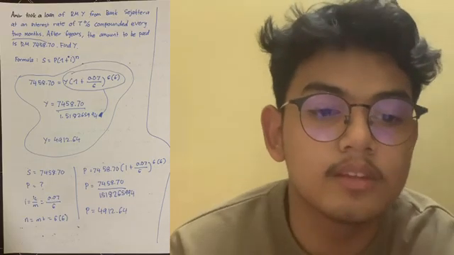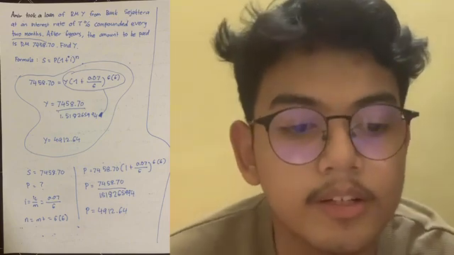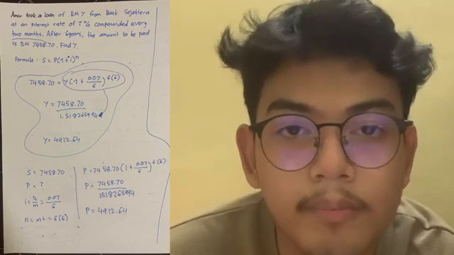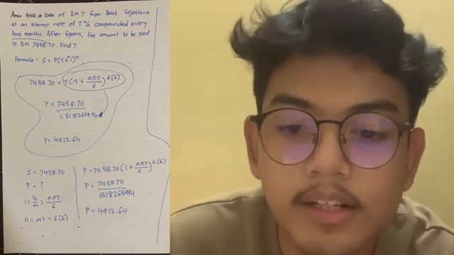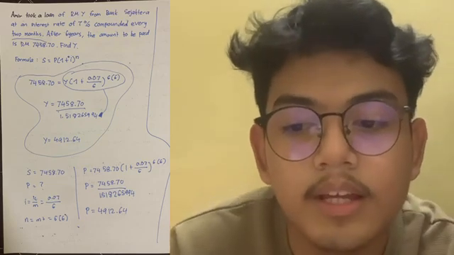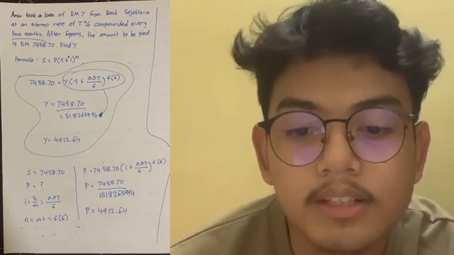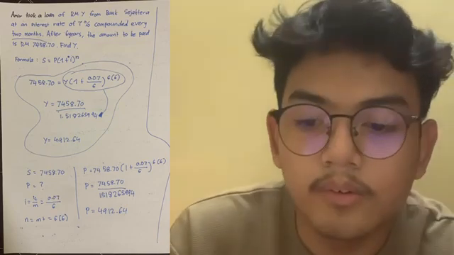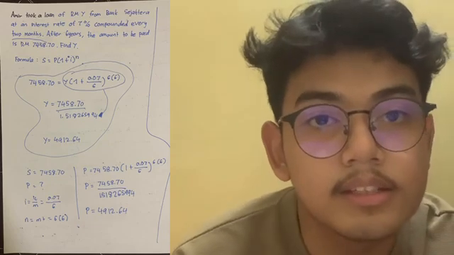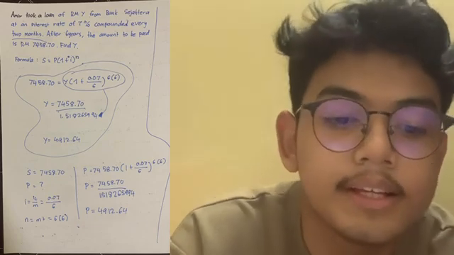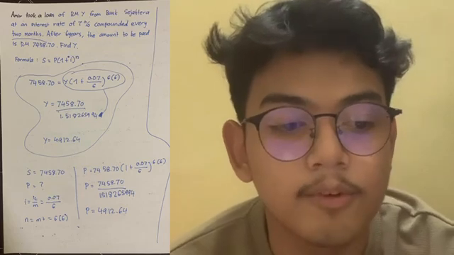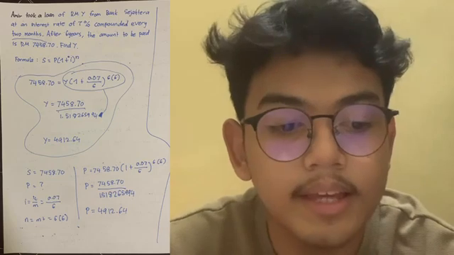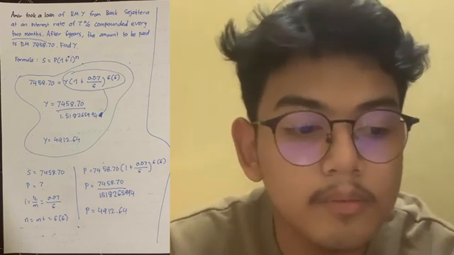First of all, we read the question and justify what the question wants. So Ahmed took a loan of RM Y from Bank Sejahtera at an interest rate of 7% compounded every 2 months. After 6 years, the amount to be paid is RM7,458.70 cent. Find Y. So first we write the formula. The formula is S equals to P in bracket 1 plus i, in the top n.